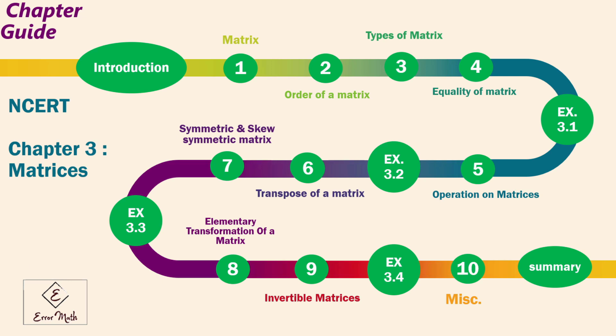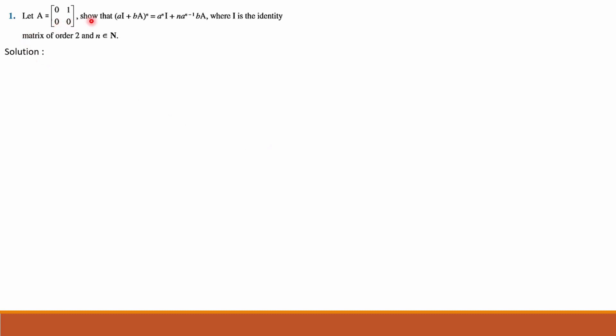So let us start with our first question, where we are given a matrix A and we have to show that (aI + bA)^n is equal to a^n I + n a^(n-1) b A, where I is the identity matrix of order 2 and n belongs to natural numbers.